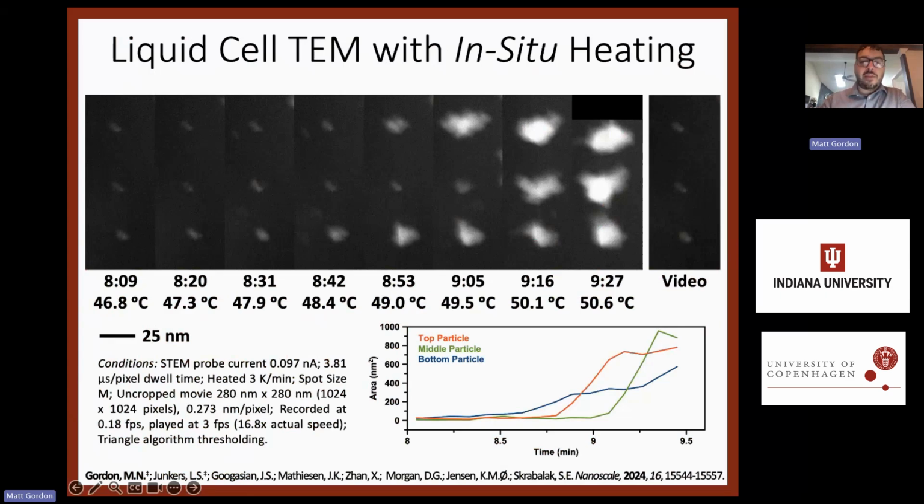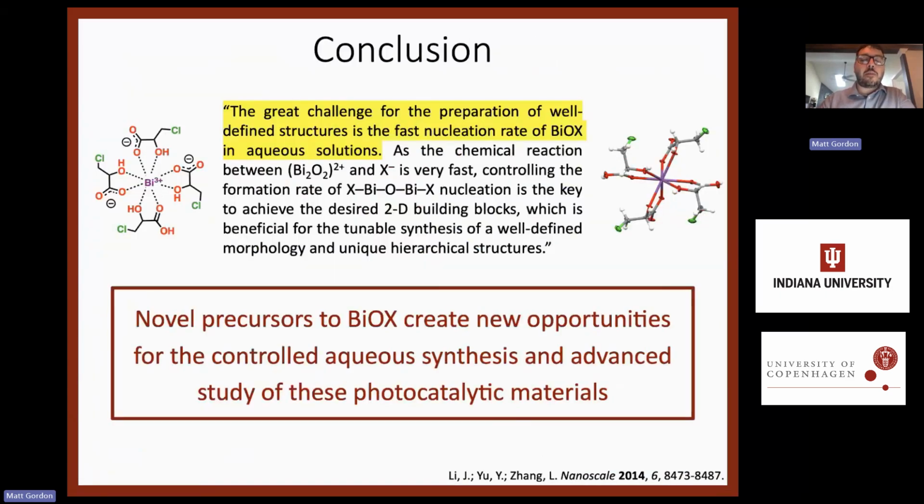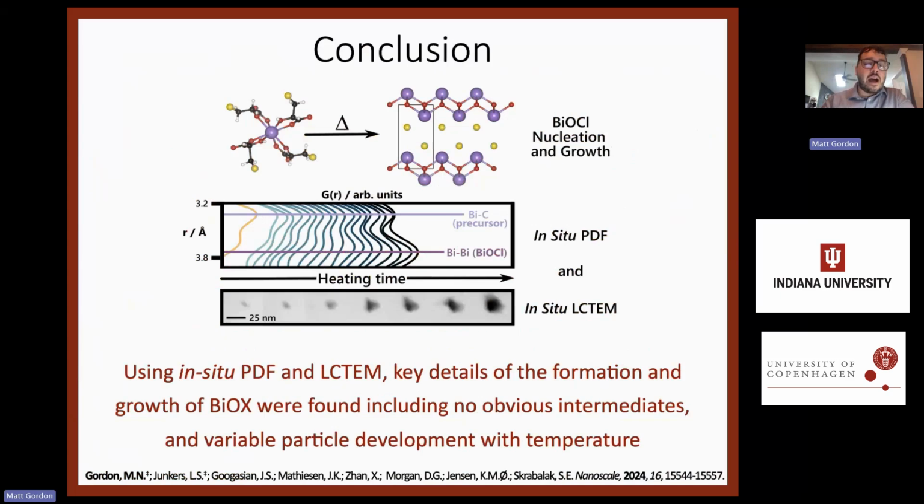And then just to wrap this up, we think back to our initial challenge that we wanted to set out and tackle for the preparation of well-defined structures for bismuth oxyhalides that was limited due to this fast nucleation rate. And by coming up with these precursors, we think we were able to develop new opportunities for the controlled aqueous synthesis and to be able to study the nucleation and growth of these photocatalytic materials. From our experiments in this last work, the in situ PDF and liquid cell TEM, key details of the formation and growth of bismuth oxyhalides were found, including no obvious intermediates and a variable particle development as temperature increased.